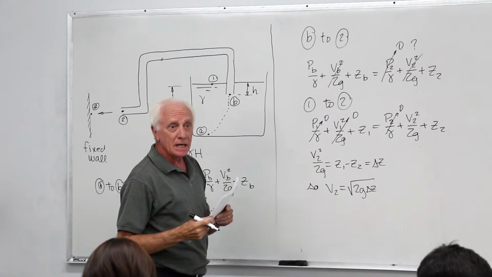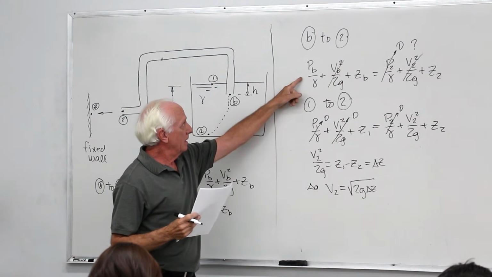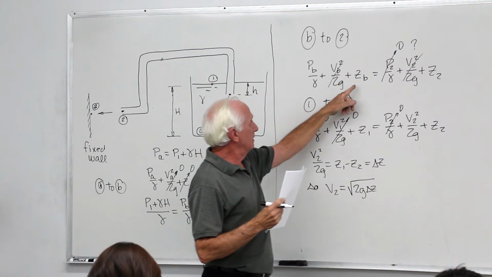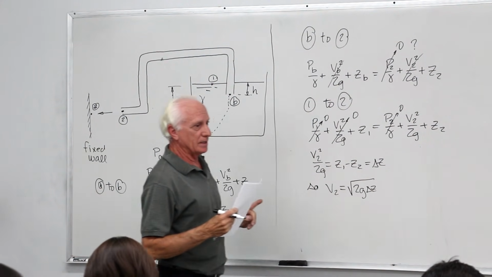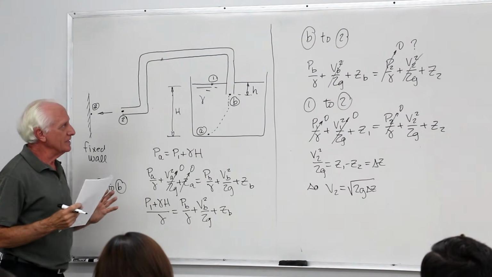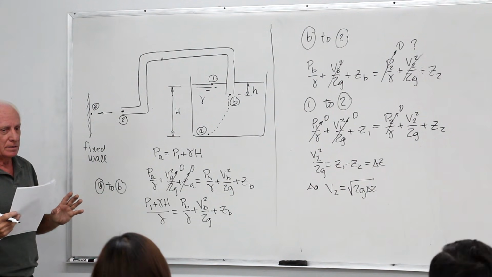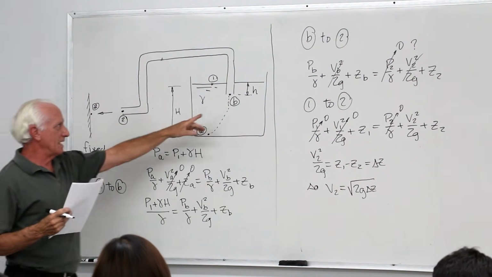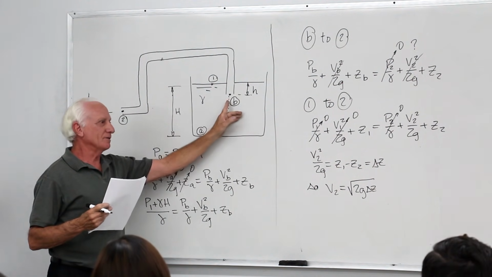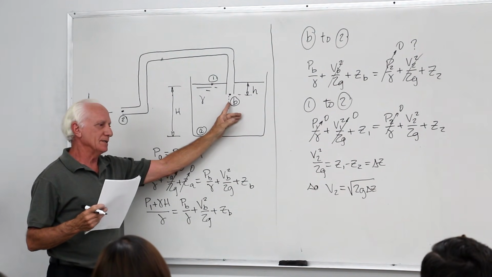You want to find PB? There it is. PB equals gamma times Z2 minus ZB. Yeah, so now we can find PB. Don't say it's gamma times H. Why? Because the fluid's moving at point B. It's not fluid statics.